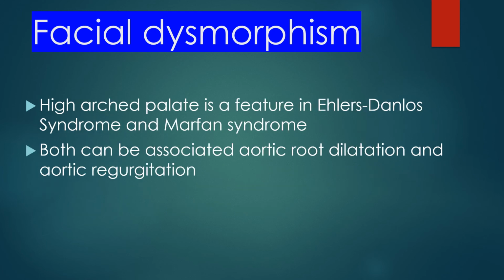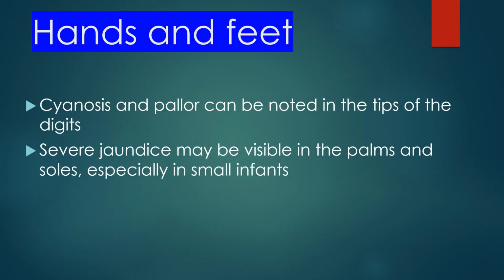High arched palate is seen in Ehlers-Danlos syndrome and Marfan syndrome. Both can have aortic root dilatation and aortic regurgitation. These are connective tissue disorders. Cyanosis and pallor can be noted in the tips of the digits. Severe jaundice may be visible in the palms and soles, especially in small infants.